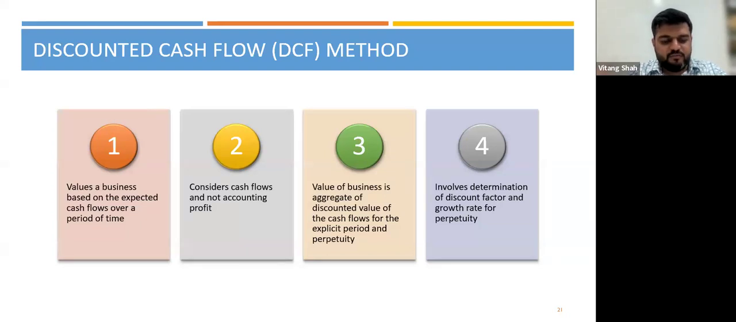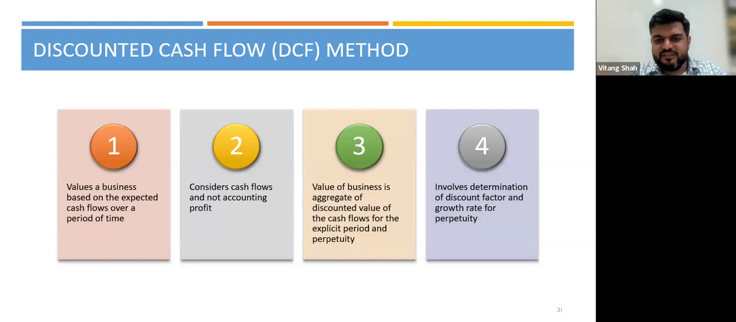And the important thing about the DCF method is that it considers the cash flow and not the accounting profit, because accounting profit is different from the cash flows which a company generates. In accounts, there are a lot of non-cash charges, say, for example, depreciation, which may be a very heavy cost. So this is to do with the cash which a company generates at the end of the day, and the valuation is based on that.